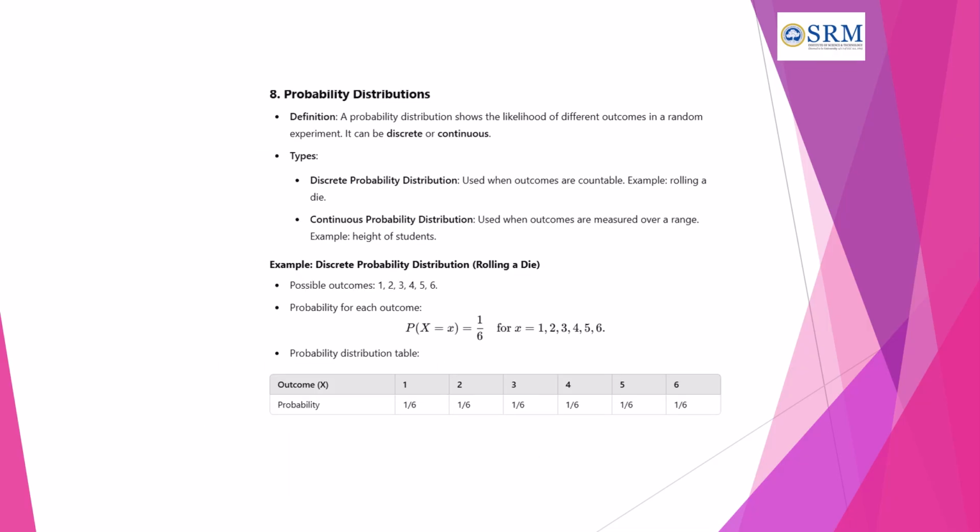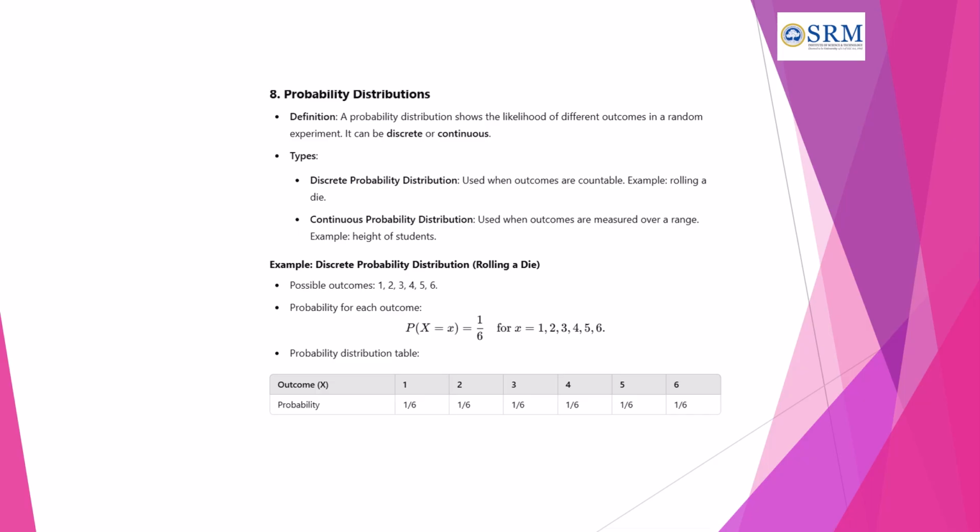Probability distributions. A probability distribution shows how likely different outcomes are in a random experiment. There are two main types, discrete and continuous. A discrete probability distribution is used when the outcomes can be counted, like rolling a die. For example, when you roll a six-sided die, the possible outcomes are 1, 2, 3, 4, 5 or 6. Each of these outcomes has an equal chance of happening, which is 1 out of 6, or 1/6.